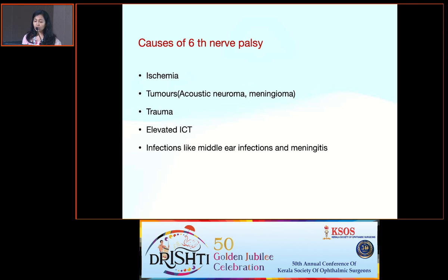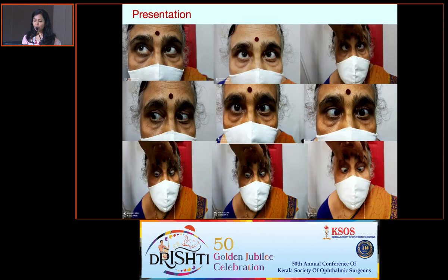The causes of 6th cranial nerve palsy could be ischemic. Any case of 6th nerve palsy, you have to do a complete neurological examination. In case of tumors, if it is CP angle tumors, look for the 7th nerve, 5th nerve corneal sensation, and also the hearing. Another cause is trauma. Then we all know elevated ICT, so dilate the pupil and look for papilledema. And infections like middle ear infections and meningitis cause, like middle ear infections called Gradenigo syndrome, with facial pain and 6th nerve involvement.